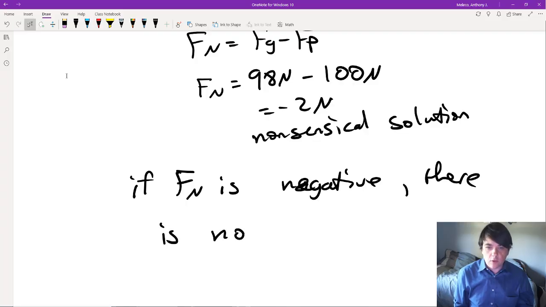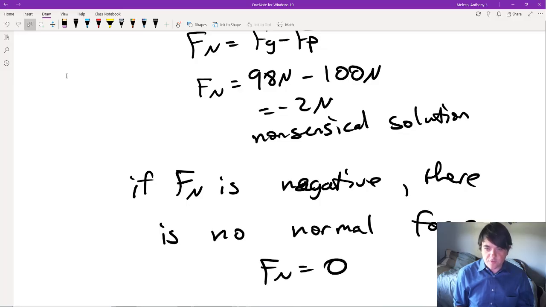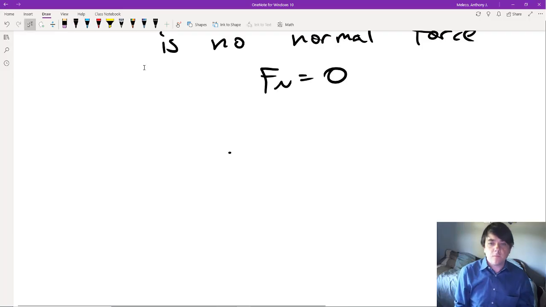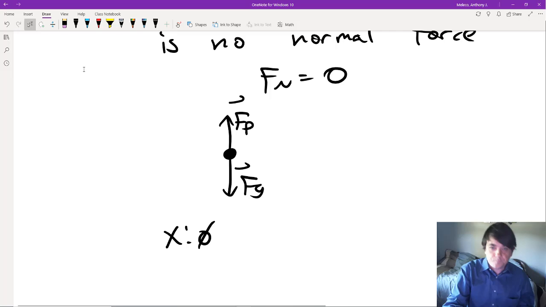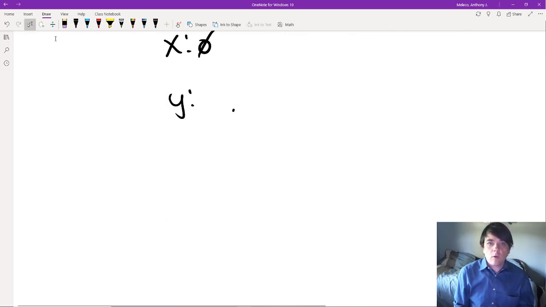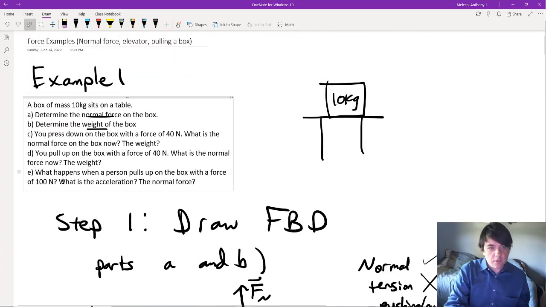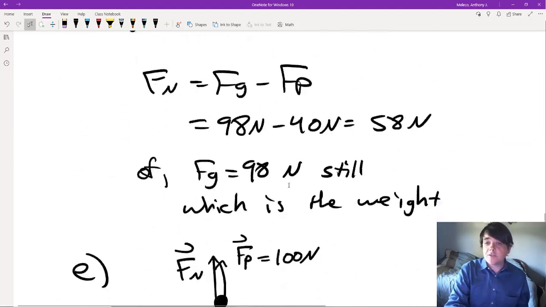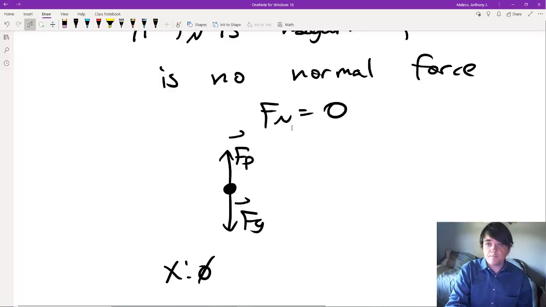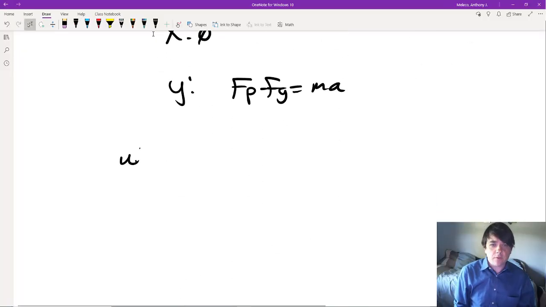there is no normal force. Fn equals 0. Okay? Which means you have Fp and Fg only. And in fact, you are accelerating. So you would write ma. The fact that you are accelerating is indicated in the problem. Okay? So what is the acceleration? What is the normal force? Well, we answered what is the normal force. Fn equals 0. Okay? So what is acceleration now?